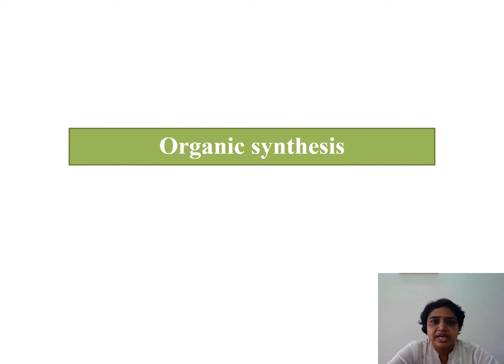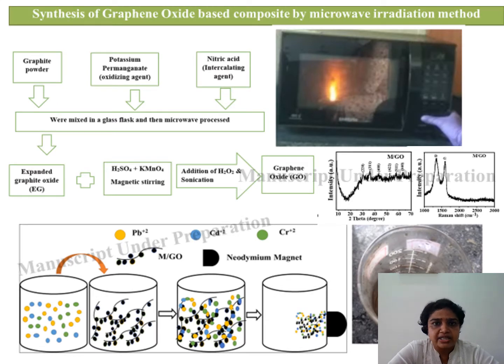Now I'll be coming to the organic synthesis. This work is being done at my present university by one of my research students, Mr. Ashutosh Dubey. The manuscript preparation is on the way. Here we started with graphite powder, and then we took some oxidizing agent mixed with intercalating agent, and all this mixture was processed in microwave for some time, and then we stirred it, and then with addition of H2O2 we found graphene oxide.